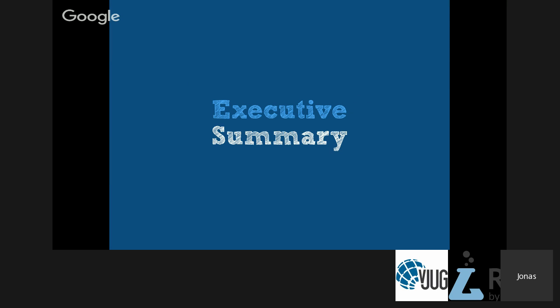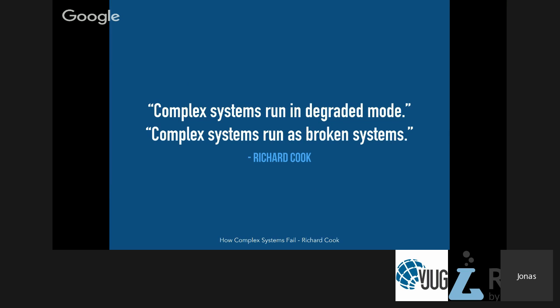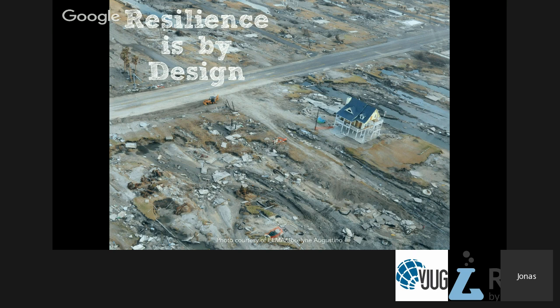So we have covered a lot, but to sum things up, one of the most important things, as I said in the beginning, is to understand that complex systems always run in degraded mode. They always run as broken systems. We need to fully learn to embrace failure. Resilience is by design. It's nothing you can hand wave, nothing you can bolt on afterwards, and nothing you can buy your way out of with expensive tools. You need to design for failure, and it's nothing more than a natural state in the application's lifecycle. Thank you.